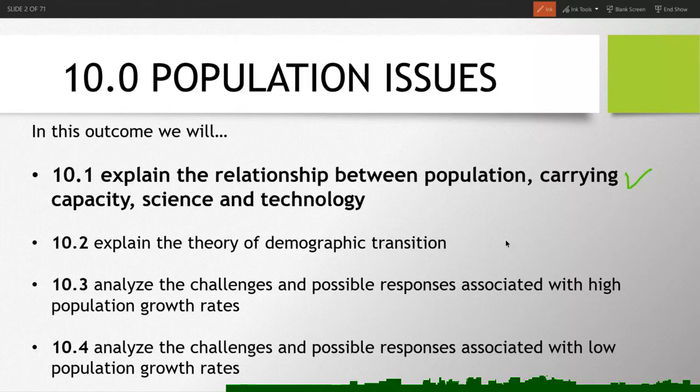In 10.2, we'll look at how populations change. We'll look at some theories of population change. In particular, we will look at demographic transition.